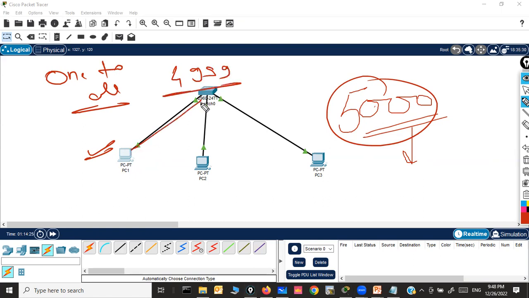Your network will get very slow. So even for optimization purposes, it's not recommended. You should not create a very big network. Do segmentation, create multiple networks.